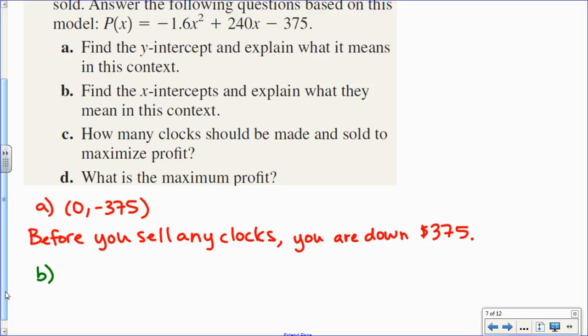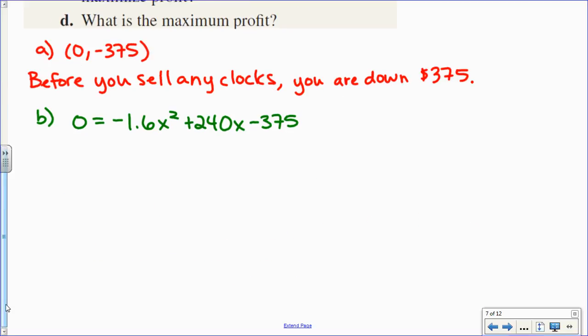Part B, find the x-intercepts and explain what they mean. If you want to find the x-intercepts, you plug in 0 for p of x. Remember, this is where we would factor. But does this look like an easy one to factor? No. If we can't factor, what do we use? Quadratic formula. You should have that memorized. It's the opposite of b plus or minus the square root of b squared minus 4ac all over 2a.